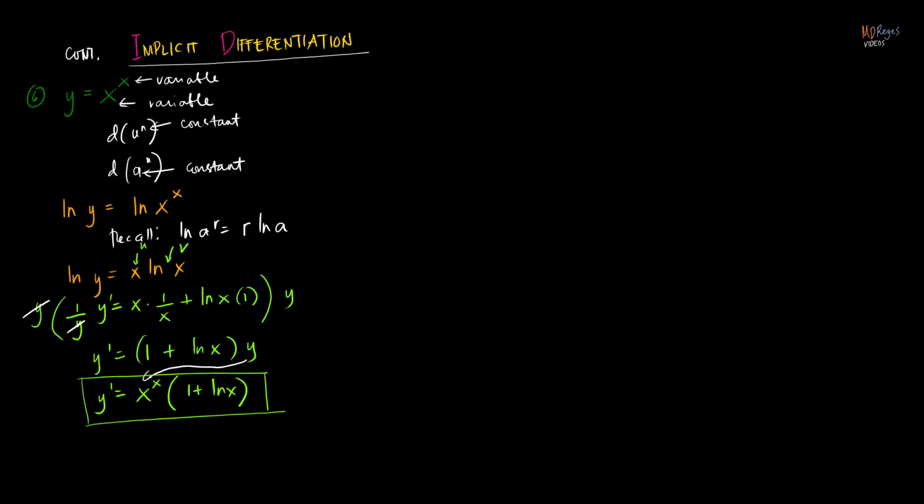Okay, let's have another example similar to number 6. y equals cosine of x, and this cosine of x is raised to x also. Okay, so we have a variable in the exponent and a base containing a variable. So we take the natural logarithm of both sides of the equation, and we'll get ln of y equals ln of cosine of x raised to x. And then applying the property of logarithms that we applied in the previous example, we'll have ln of y equals x ln of cosine of x.